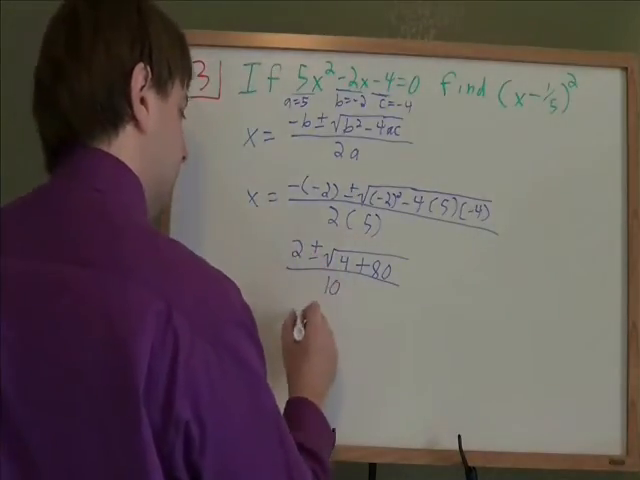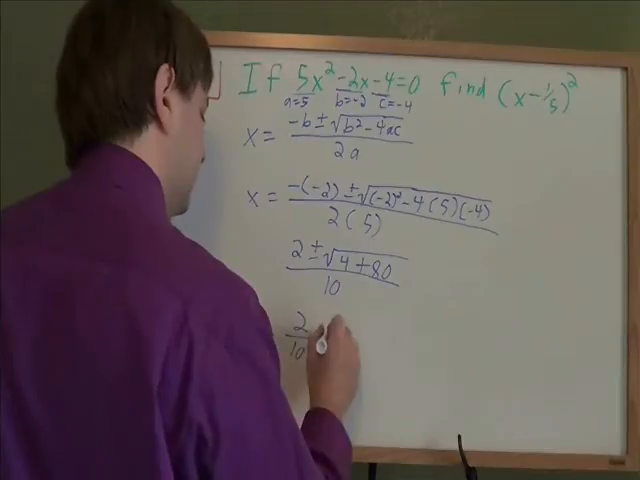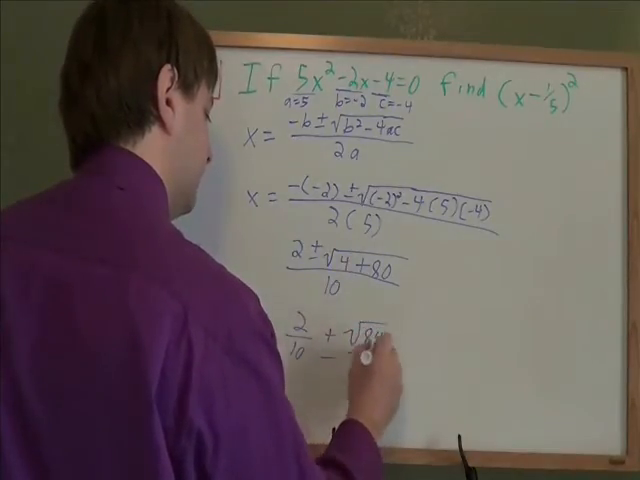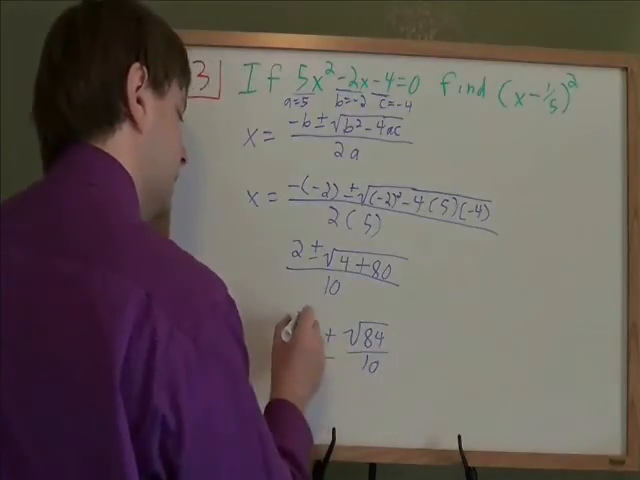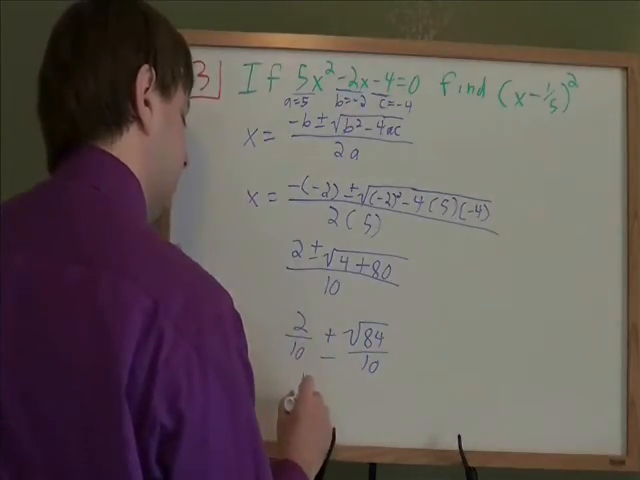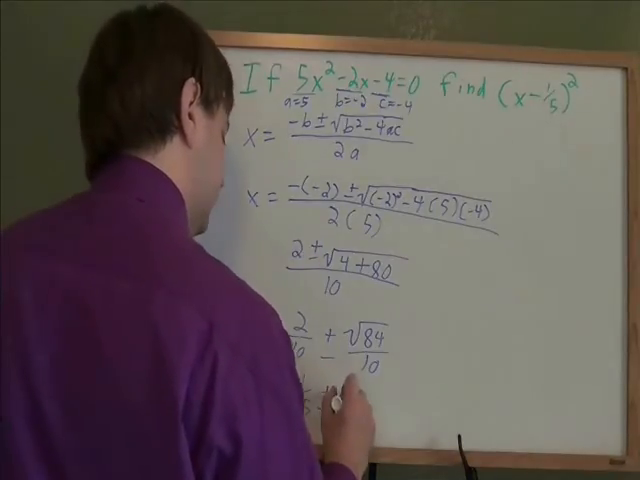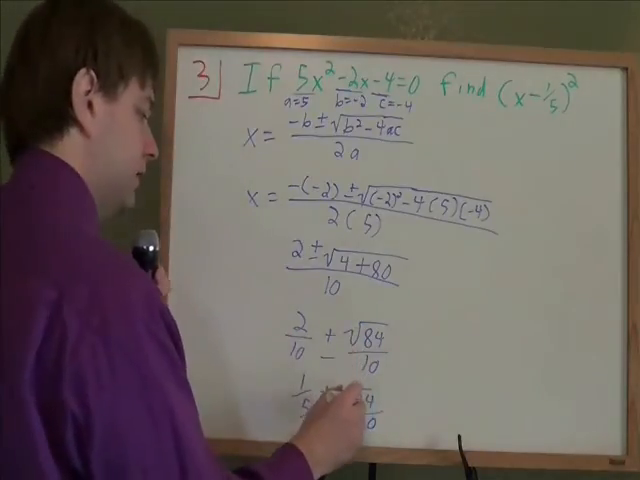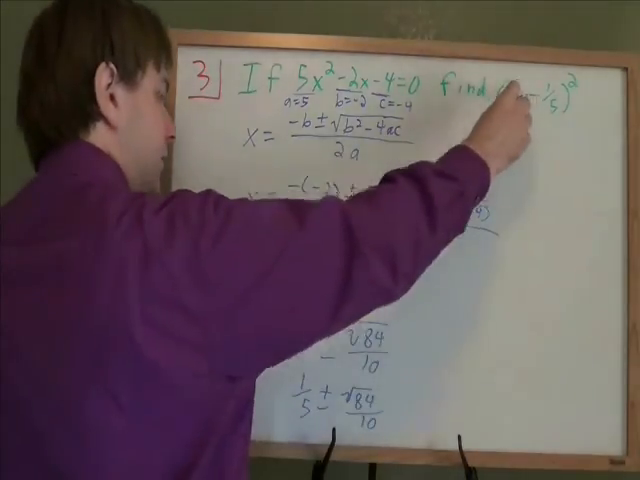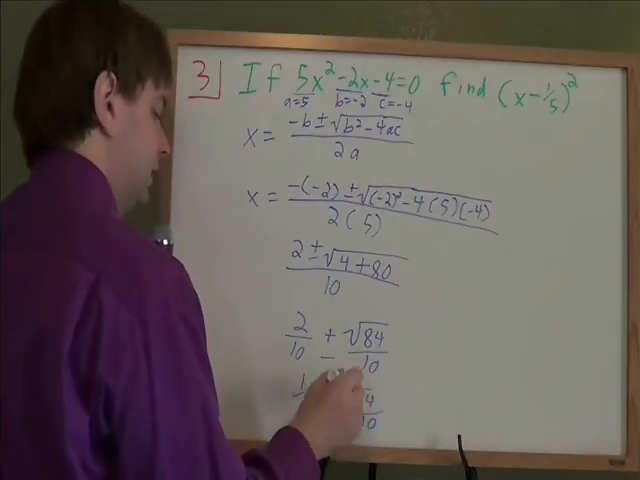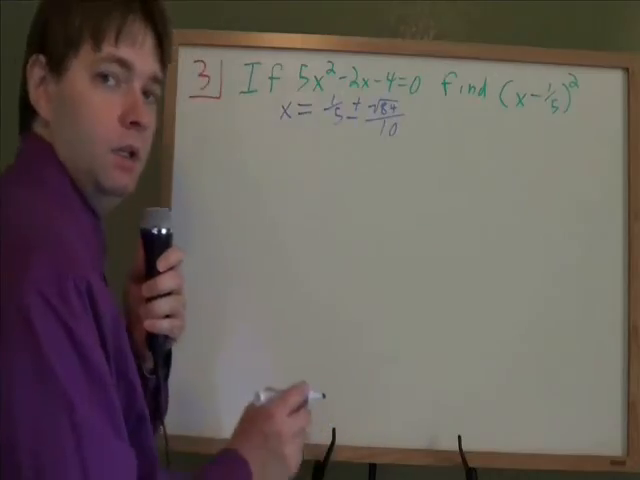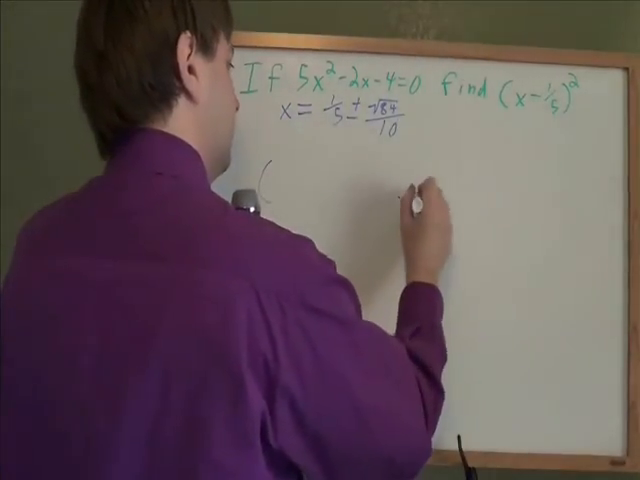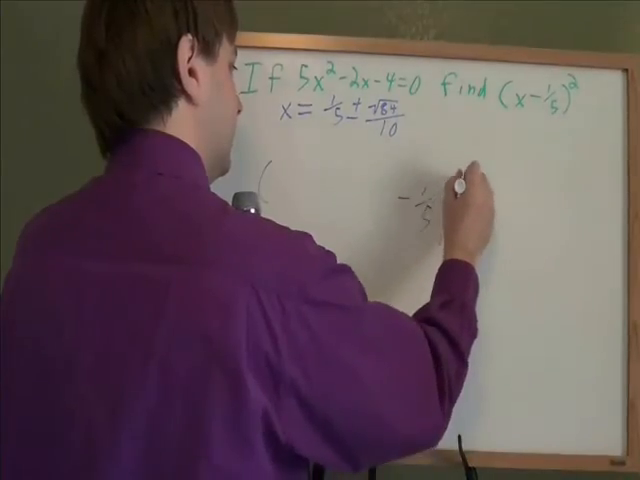And then we can split this up. This is like 2 over 10 plus or minus square root of 84 over 10. And 2 over 10 will simplify to be 1/5. Now we could simplify this square root of 84, but since we're not done yet, we've got more to do. We will just leave it like that and not do that extra work. So now that we have x, we can just plug it in. We want x minus 1/5 squared.